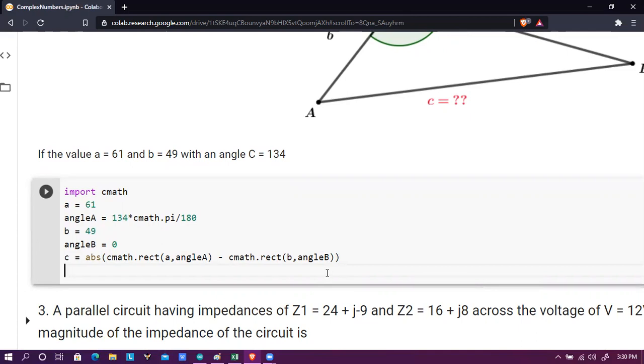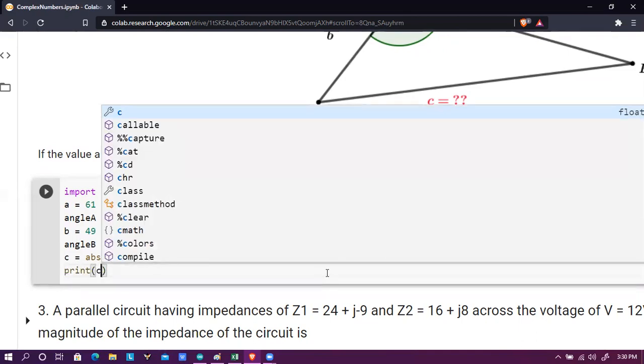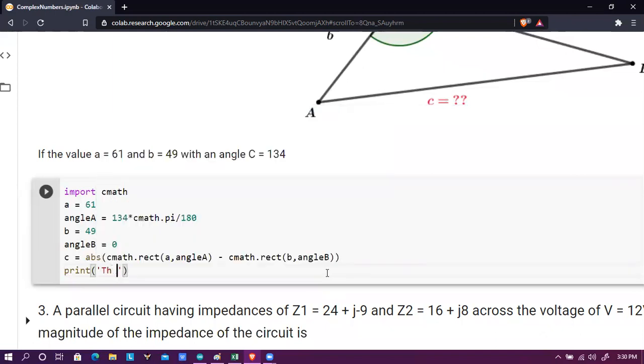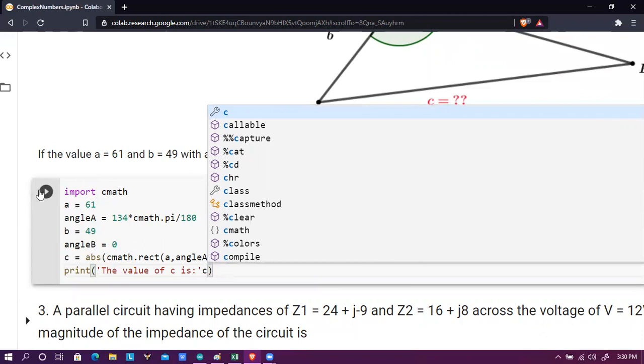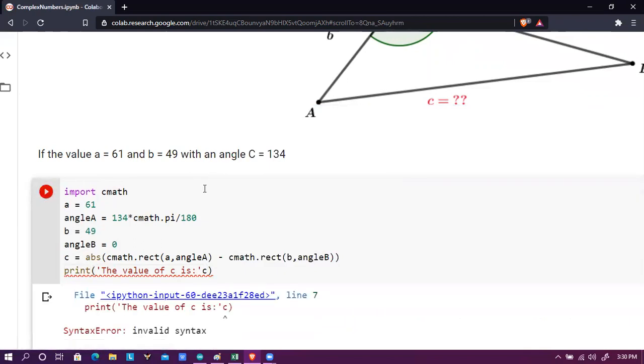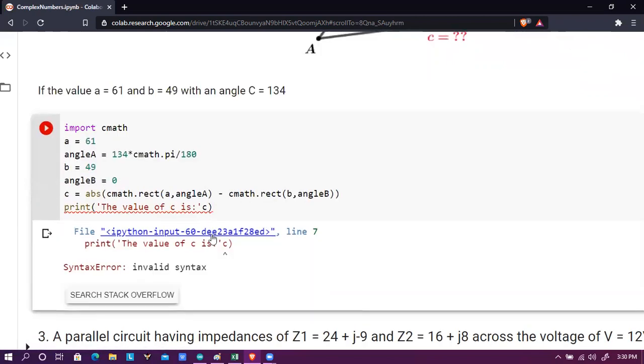All right, so then print C. Or let's say print, okay, the value of C is, then write C. Let's try if this will work. The value of C is C. What is C here? Invalid syntax. So print the value of C is C.